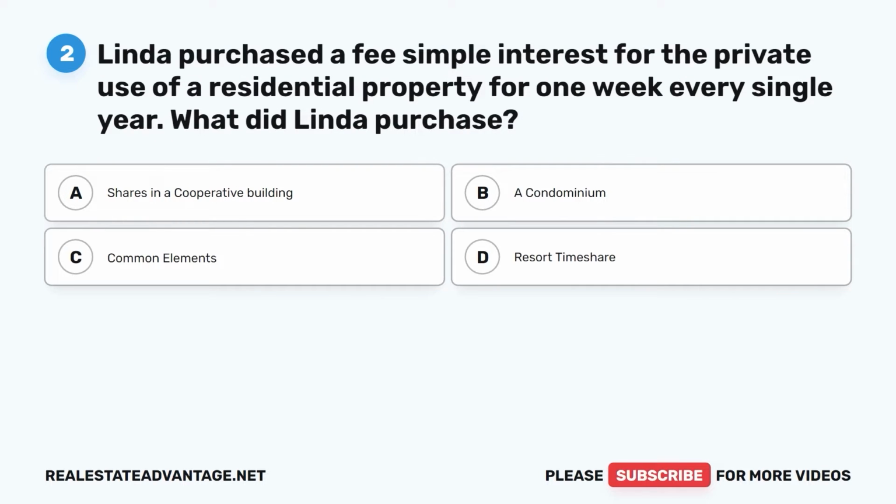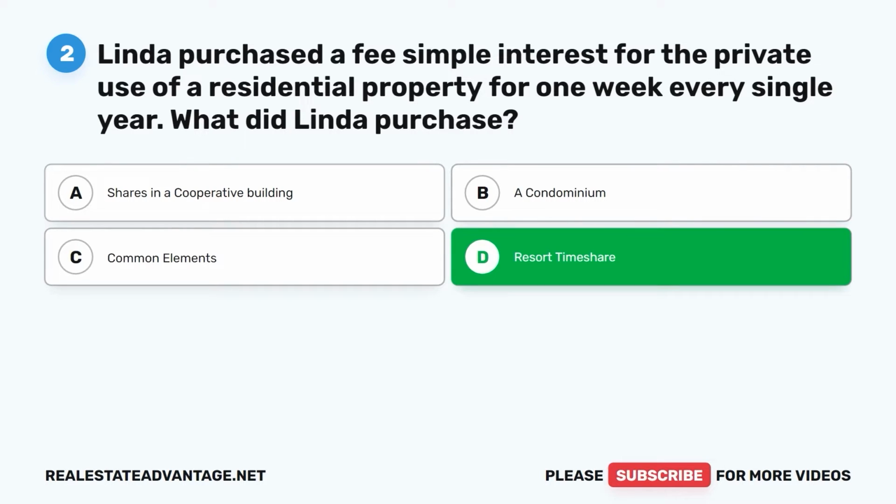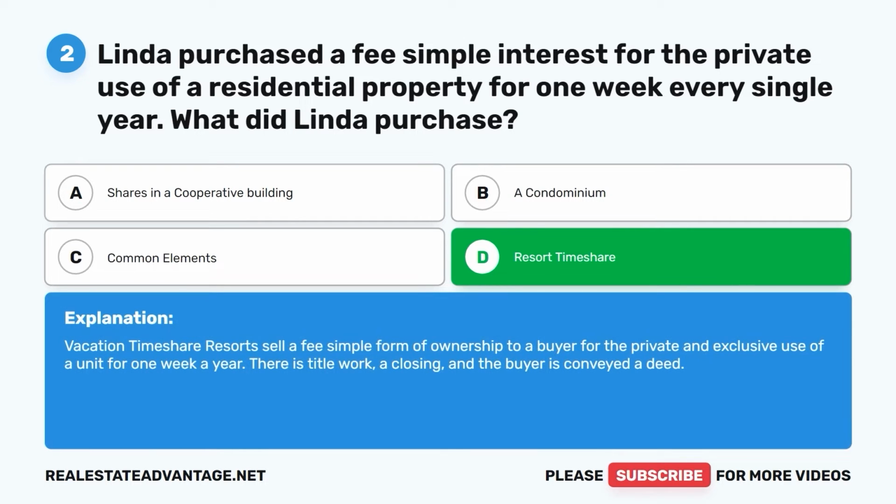Question 2. Linda purchased a fee simple interest for the private use of a residential property for 1 week every single year. What did Linda purchase? A. Shares in a cooperative building. B. A condominium. C. Common elements. D. Resort timeshare. The correct answer is D. Resort timeshare. Vacation timeshare resorts sell a fee simple form of ownership to a buyer for the private and exclusive use of a unit for 1 week a year. There is title work, a closing, and the buyer is conveyed a deed.